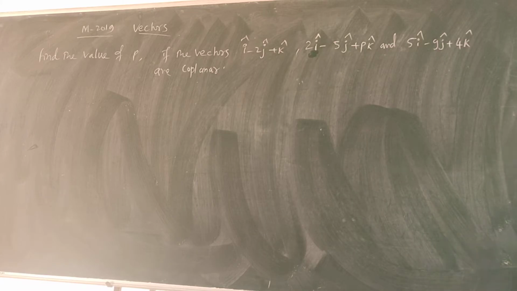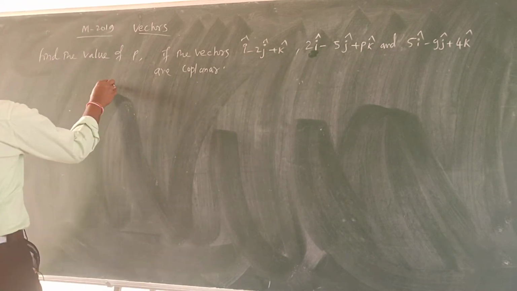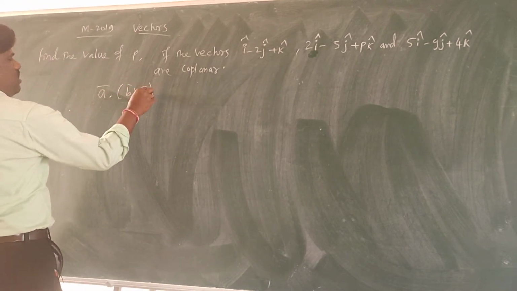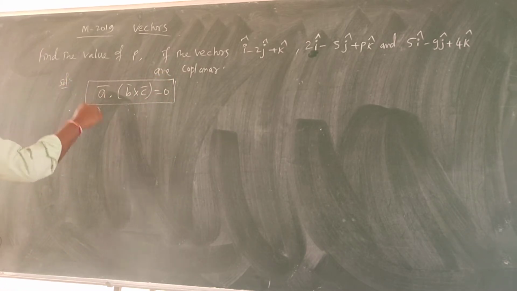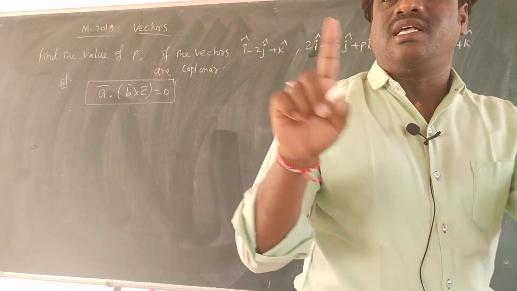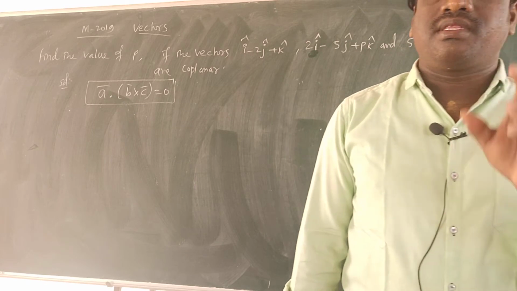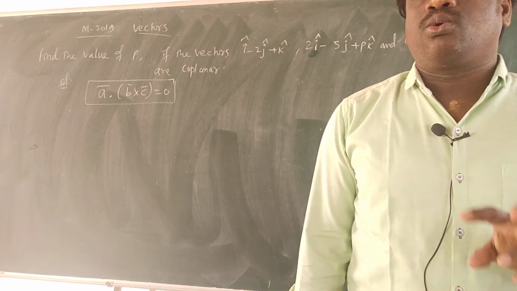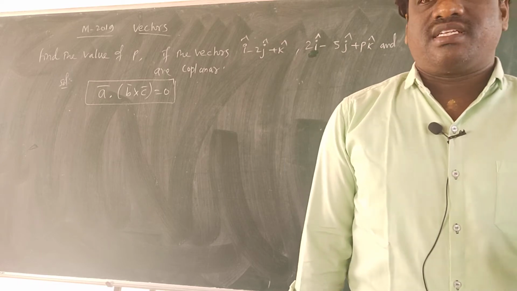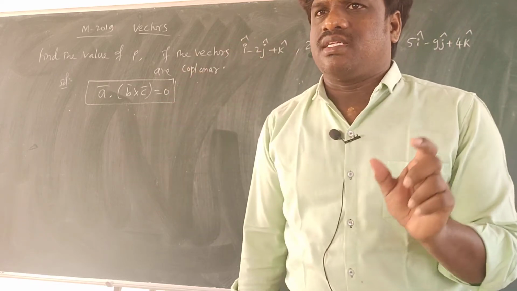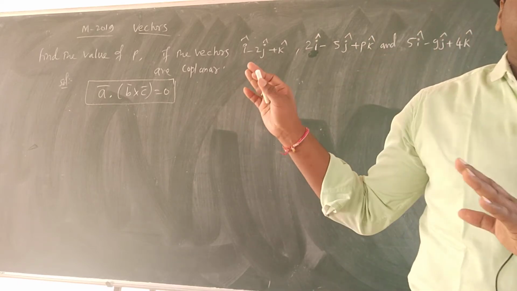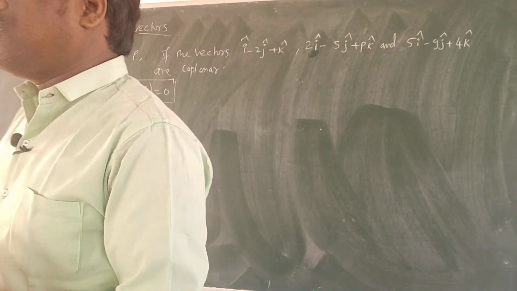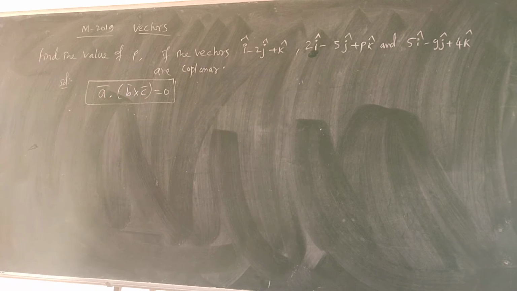If vectors are coplanar, you know that A dot B cross C is equal to 0. Then the vectors are coplanar. A dot B cross C is also called the box method, which I explained. Collinear means a vector is expressed as lambda times another vector. Coplanar means A dot B cross C is equal to 0.